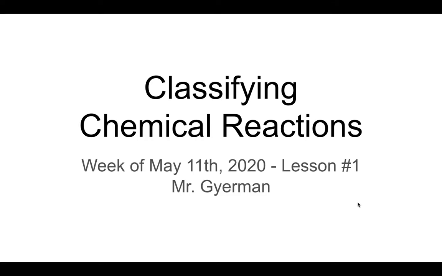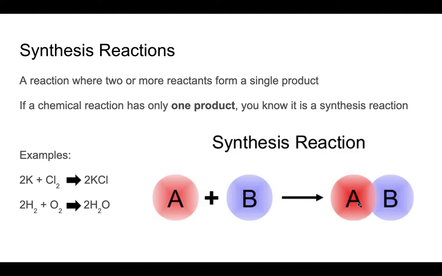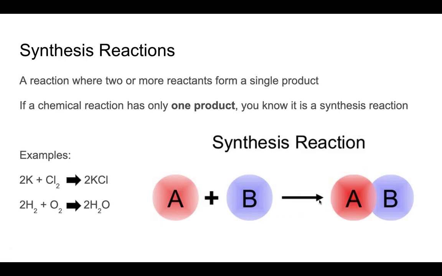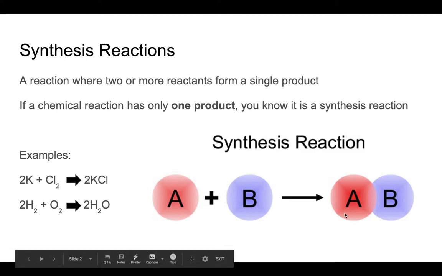The first one we start with is a synthesis reaction. Synthesis literally means to create. So it makes sense. A synthesis reaction is a reaction where two or more reactants form a single product. So you've got two parts of your reactants that form together to create one combined part of a product.